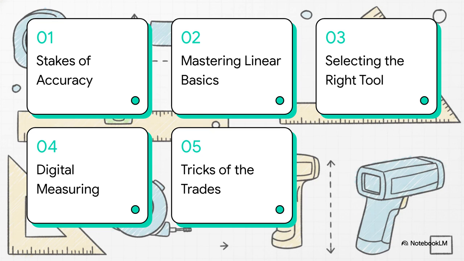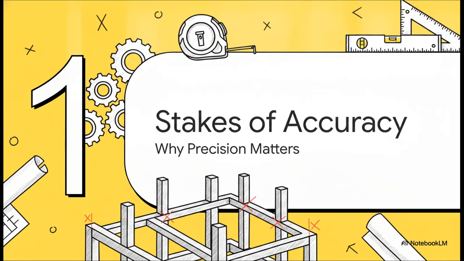Here's our agenda for today. 1. The stakes of accuracy. 2. Mastering linear basics. 3. Selecting the right tool. 4. Digital measuring and calculating. And finally, 5. Tricks of the trades. All right, let's kick things off with Section 1, the stakes of accuracy.